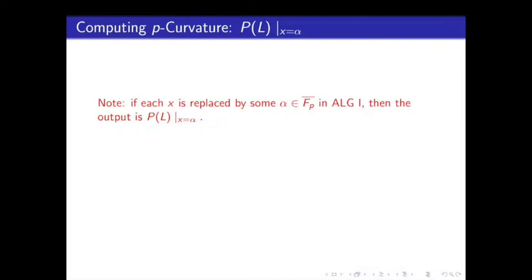So computing p-curvature directly is very slow. I'll show you an example later. But if we do this substitution, it's going to be pretty fast, because alpha is an algebraic element. So that means if we have alpha to the dth power, where d is greater than its degree, then we can reduce that to a power of alpha with lower degrees. So this is going to be very fast.